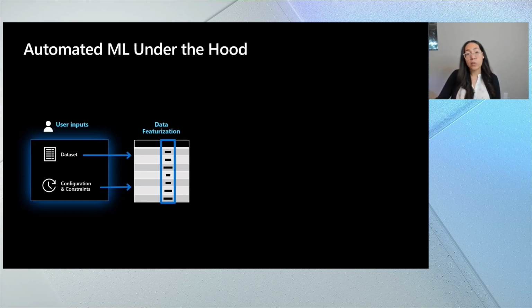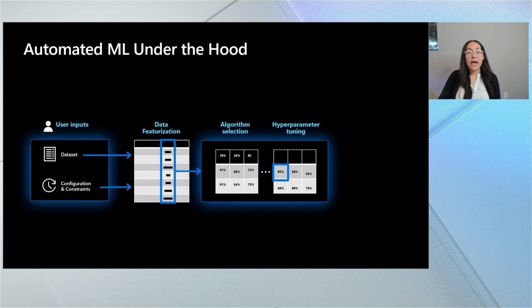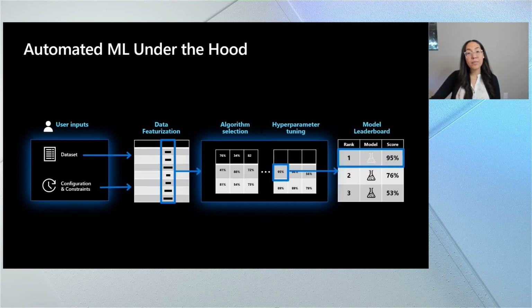Once this is done and your data is ready, we go ahead and go into algorithm selection and hyperparameter tuning. Automated ML will actually intelligently test a variety of different models and hyperparameter combinations in parallel to return the best model for your data. Not only do we return the best model, but also all the other models that we attempted. Now that you have all of these models, odds are you're going to want to analyze one of them.